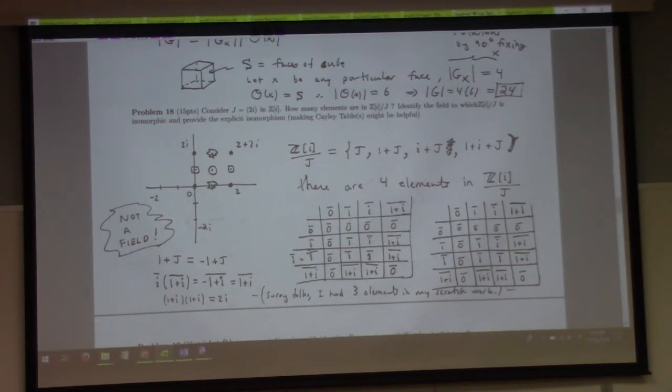That seems wrong to me. The addition works fine, but if you define the isomorphism to be, say, A plus I B plus J equals the ordered pair AB, I would think... so is it the case that 1 plus J times 1 plus J is J? Oh, so 1 is the multiplicative identity. Yes.